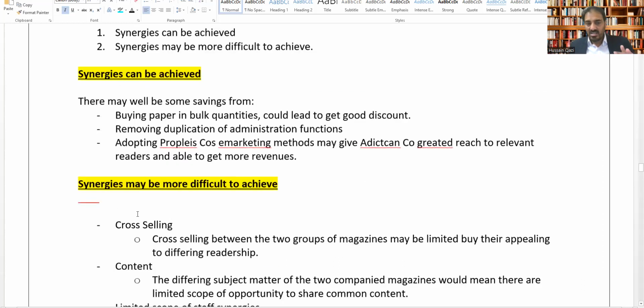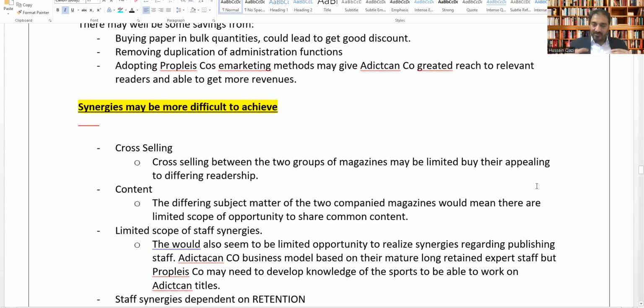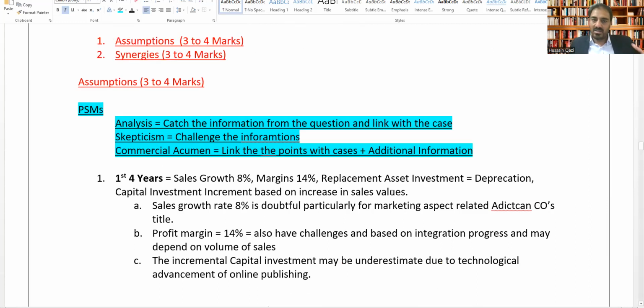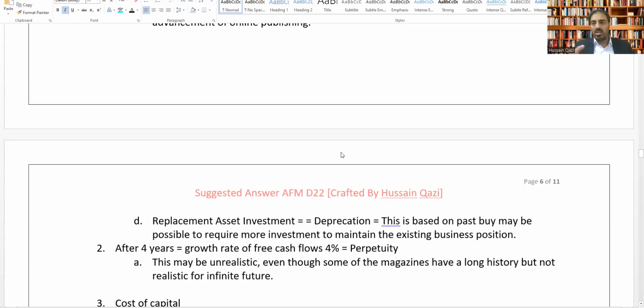And last, if we are challenging the information and mentioning the reality that it's difficult, for example, two different maturity stages of the staff, and it's very difficult to mingle. So actually we are writing something. Application of the knowledge means practical aspects. So practicability is commercial acumen. Challenging the information, skepticism, catching the information from the question, linking with the case, that analysis. That is the quality answer.